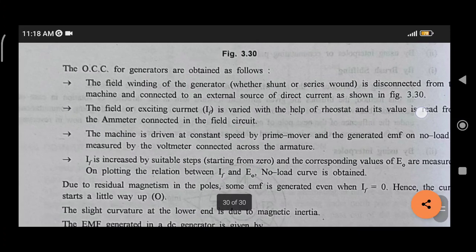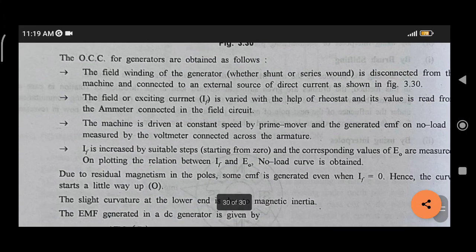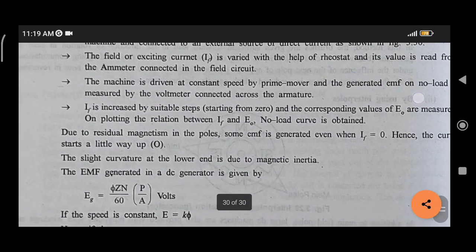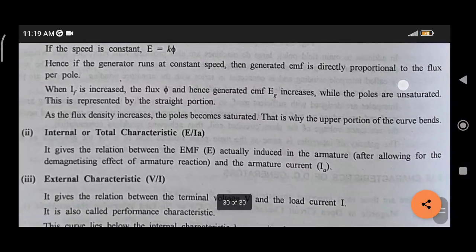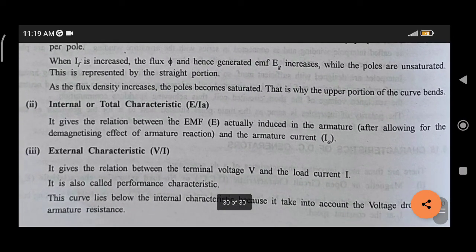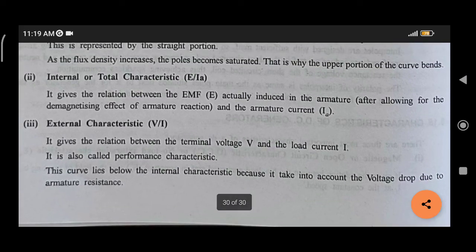Okay, how we can obtain the OCC, all the details are mentioned here. How you can give the supply to the field winding and then note the EMF generated. Okay, so overall you will get the graph of Eo versus If. And the second one is the internal or total characteristic, which is drawn between E and Ia, and the last one is the external characteristic, which is drawn between V and I. V is the terminal voltage and I is the terminal current, or we can say the load current.